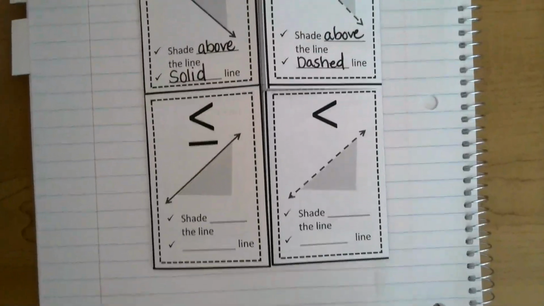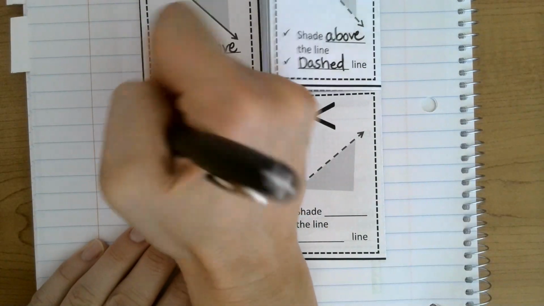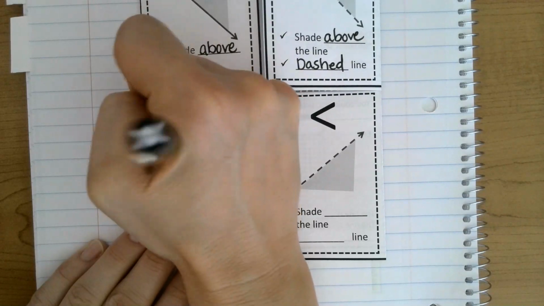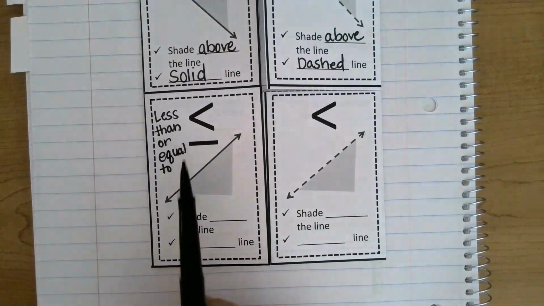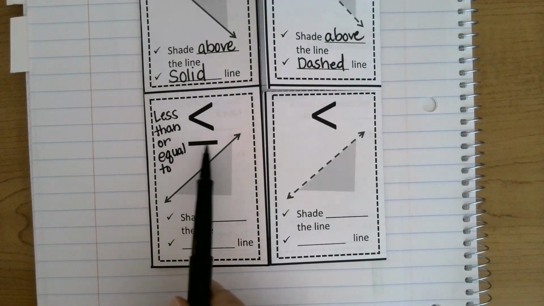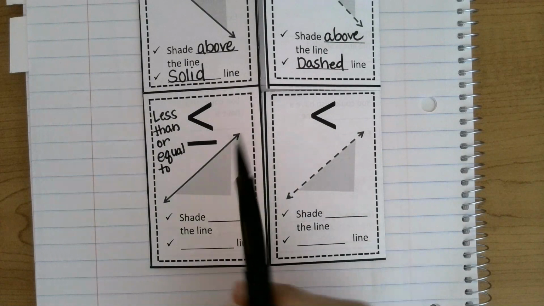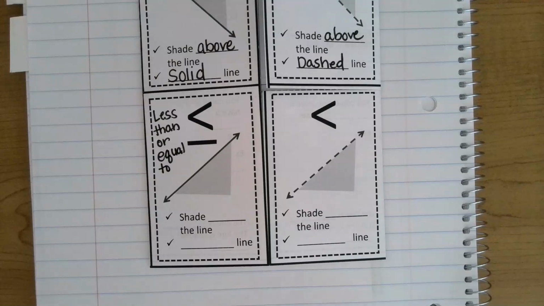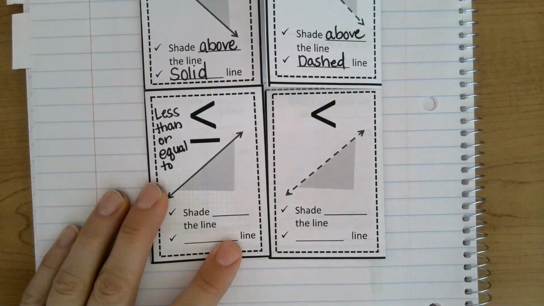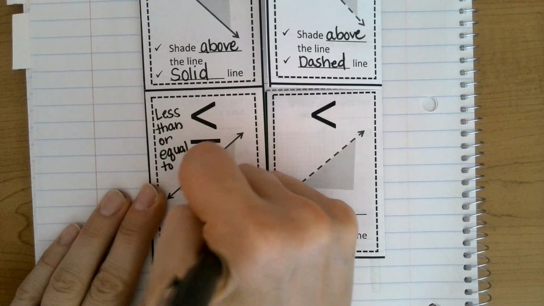And then what would be this symbol? Less than or equal to. So again, it has the extra line underneath it. One of my students once said, there's more ink on the symbol, so that means you would put more ink on the line and make it solid. I thought it was a good way to remember it. So when you see that extra line, solid. We want to put more ink on the line. And so this we would shade, and if it's less than, we're shading below the line. All the numbers below it are less than. So shade below the line, and it's a solid line.